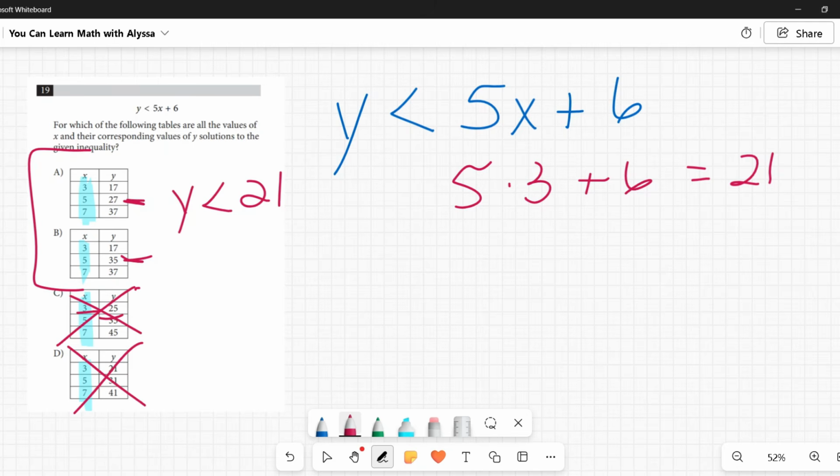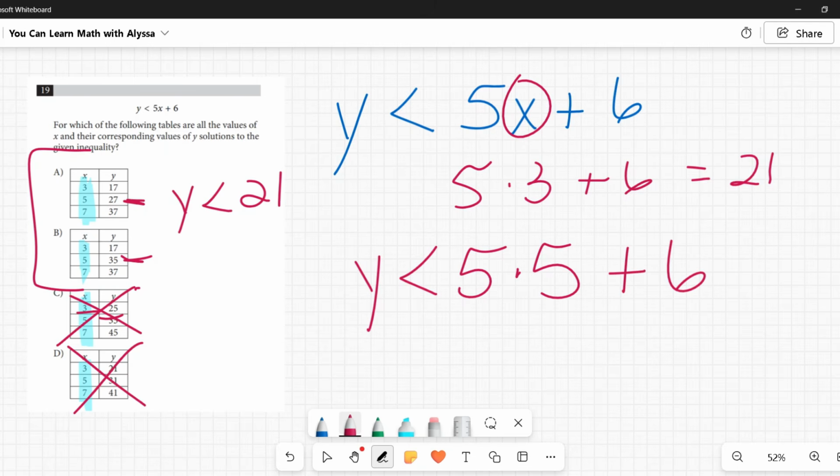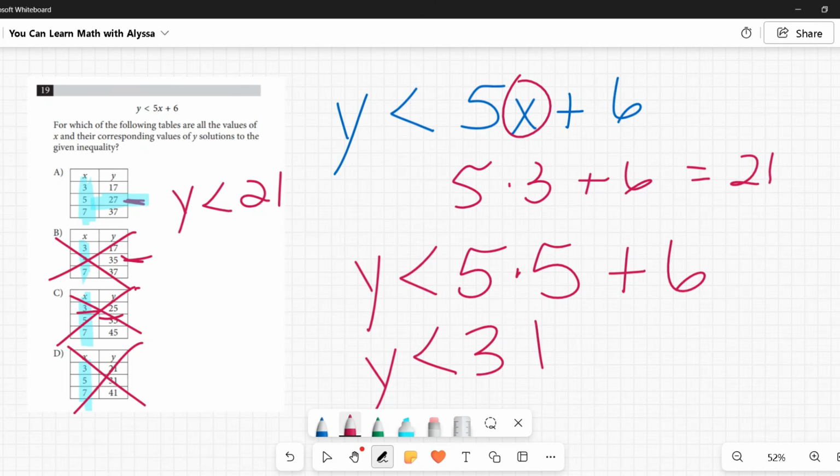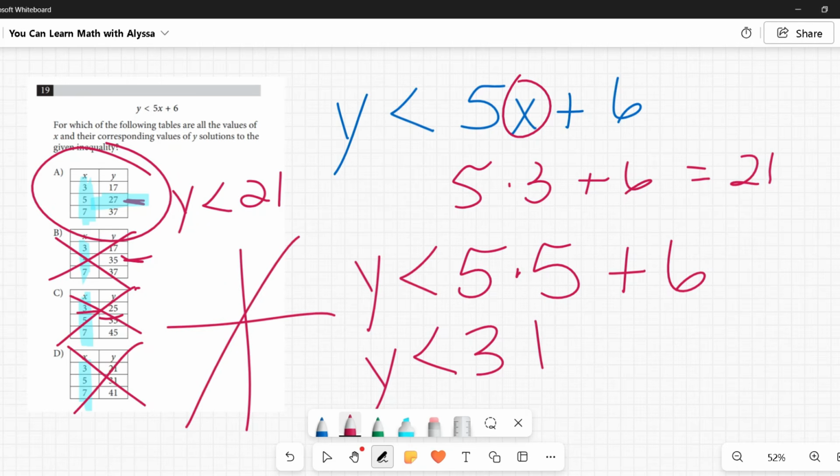So I'm going to check when x is 5, what should y be? I'm replacing this x up here with 5. 5 times 5 plus 6. 5 times 5 is 25 plus 6 is 31. So y has to be less than 31. Ding, ding, ding. There we go. A is my answer. B is out because 35 is not less than 31. If you had graphed this and shaded it in, all three of these points would be somewhere in that shaded area. Either way, we would know the answer is A.